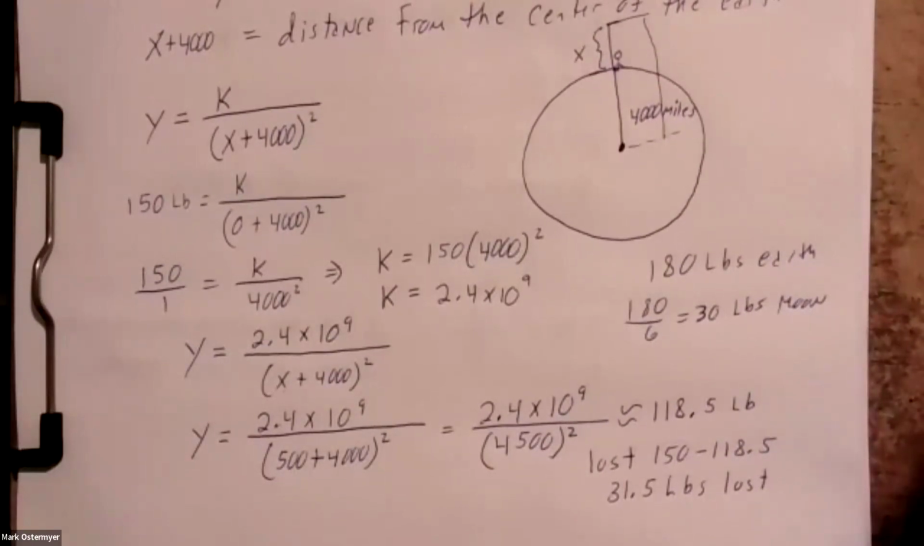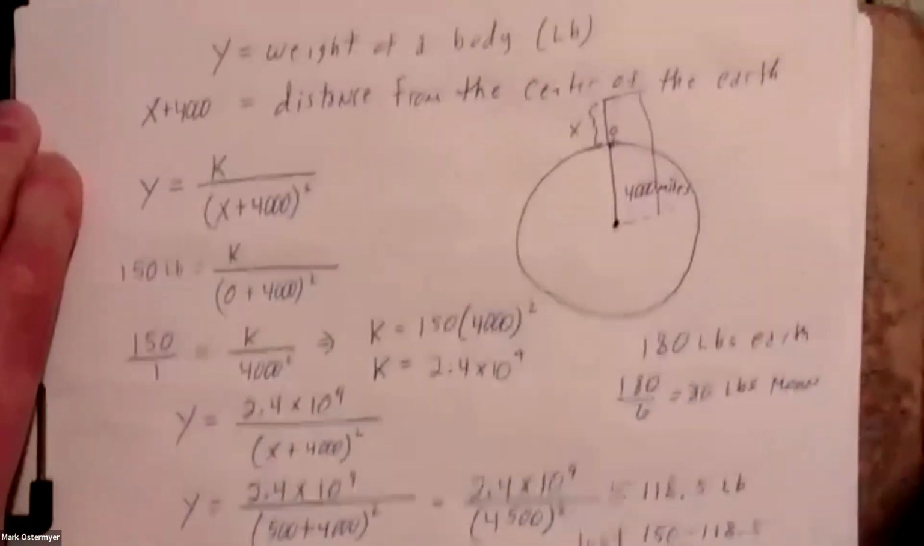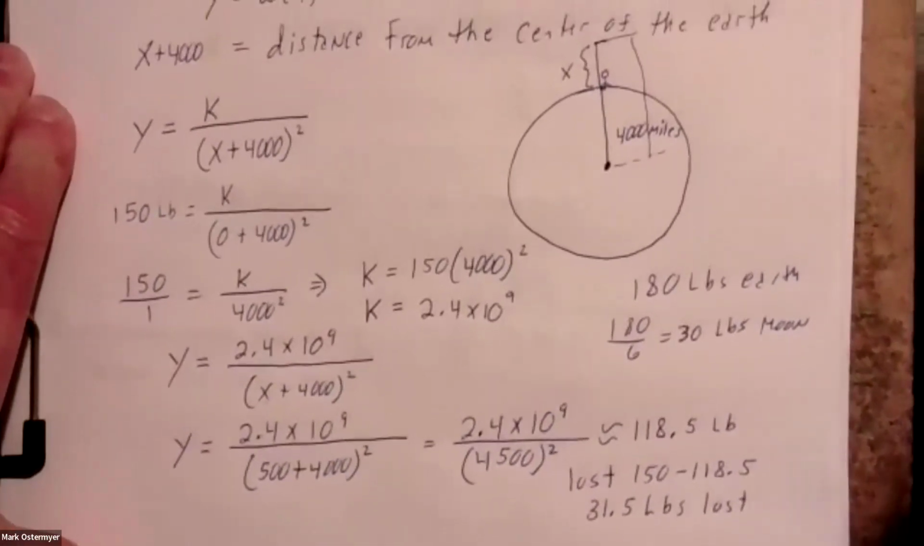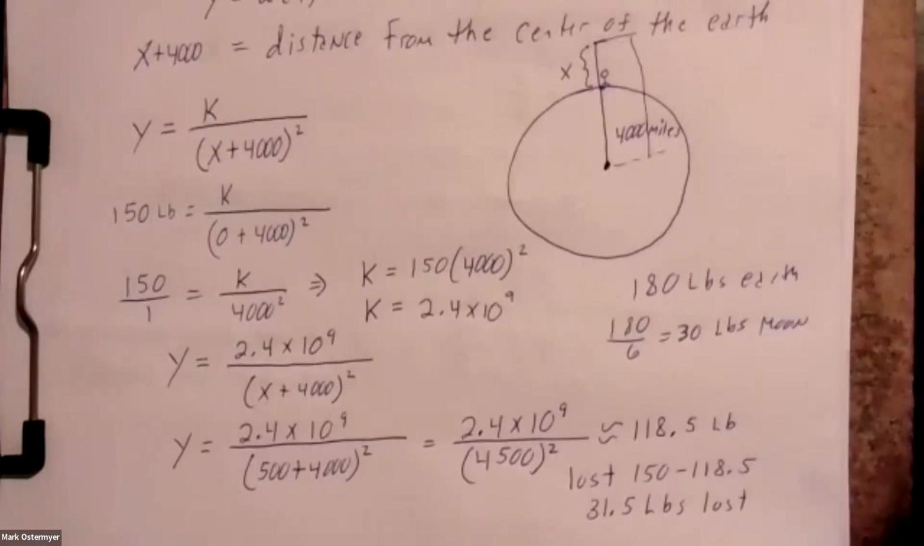All right, that was a little bit more complicated of a problem there, but nonetheless, I showed you how to handle that. Okay, that's called the inverse square law that gravitation obeys here on planet Earth, in our universe. It's an inverse square law.